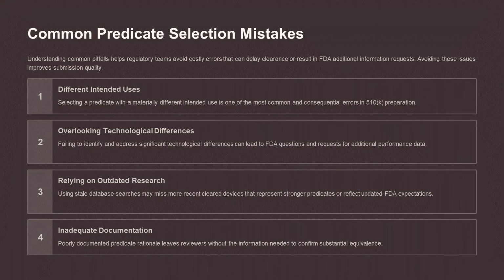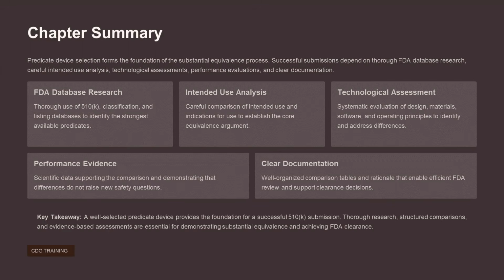Avoiding common mistakes in predicate selection, such as overlooking technological differences or relying on outdated research, is crucial for successful submissions. Understanding these pitfalls improves submission quality. Predicate device selection forms the foundation of the substantial equivalence process. Through research, structured comparisons, and evidence-based evaluations, successful submissions achieve FDA clearance.